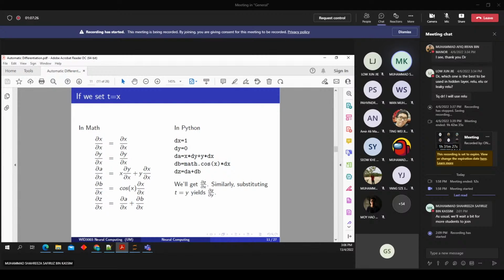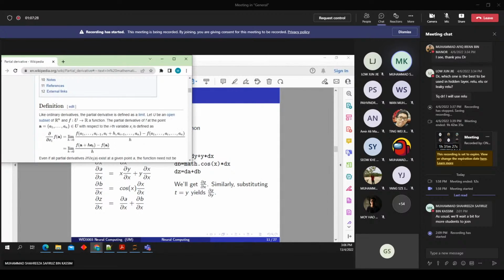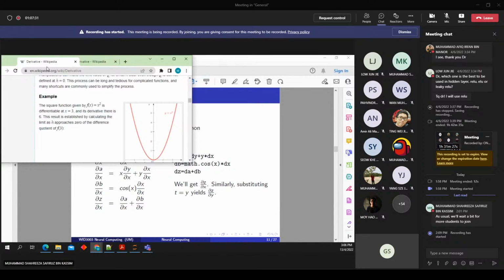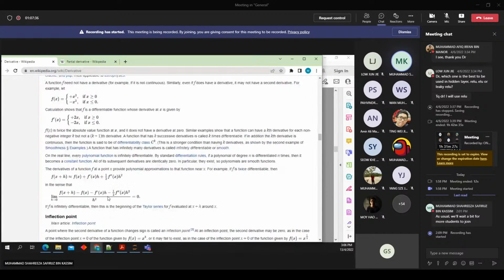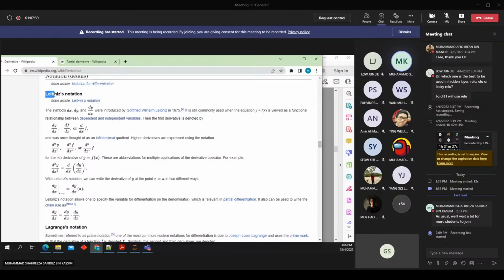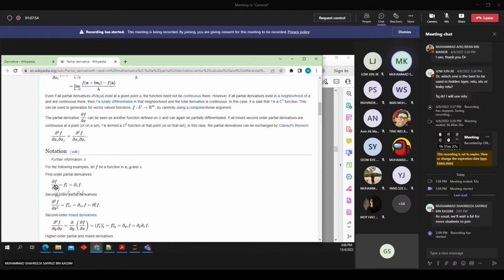So if you Google partial derivatives and derivatives, it is just a different notation. For normal derivatives, I mean the main notation for derivatives, it is this dy over dx. But if we are specifically talking about partial derivatives, right? Partial derivatives of f with respect to x, then we are using the curly d's.